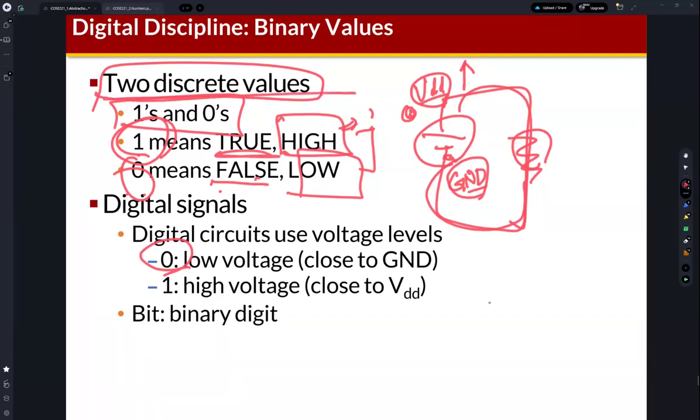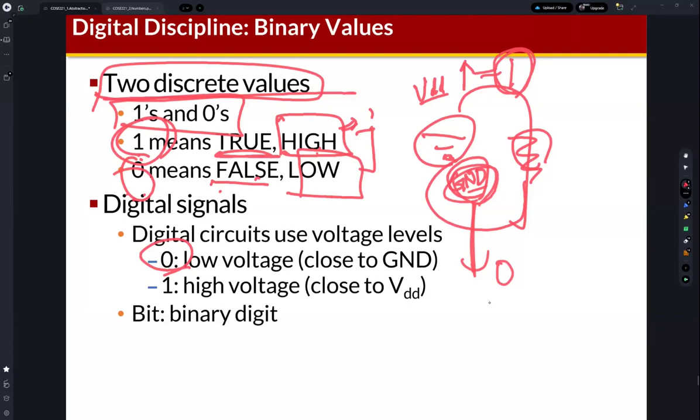For the digital level, I said that 1 means high and 0 means low. So we can understand this electric circuit like this. This is the VDD, so it's a high voltage. It means 1. This is ground, the low voltage. This is 0. We can understand the analog voltage like this.